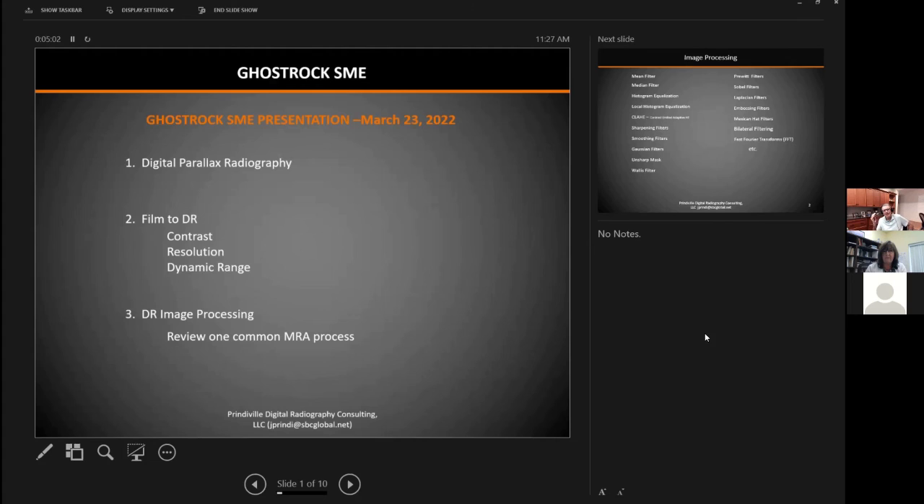There's a Shepp-Logan filter. There's a couple other types of filters. These are all sharpening filters to some degree. So, it's like running an unsharp mask. It's like running a standard 3x3 sharpening filter, except the parameters are a little bit different.